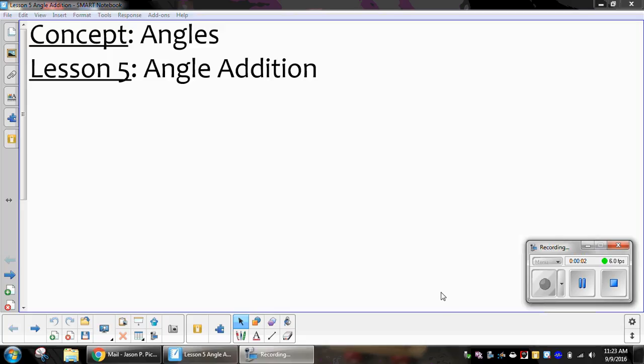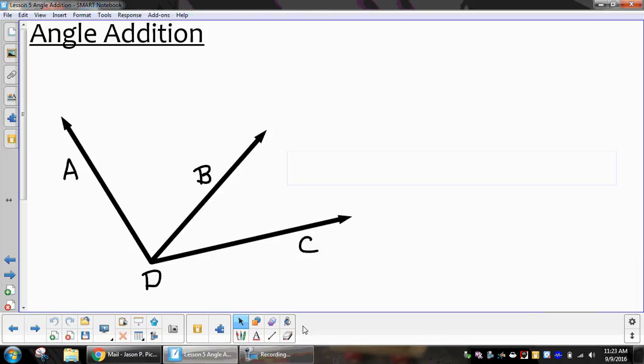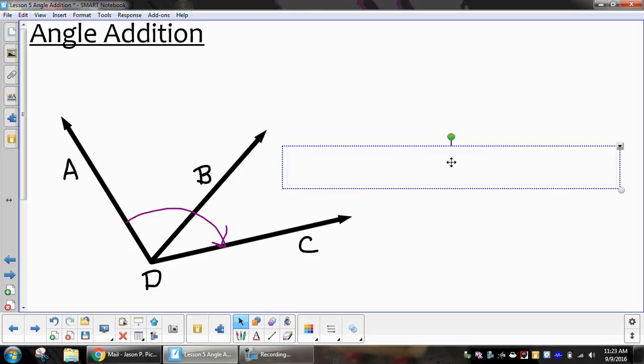Today we're going to talk a little bit more about angles, and this time we're going to talk about angle addition. This is very similar to segment addition, so hopefully you'll catch on real quick. If I have an angle and it's cut by a ray, or a segment or a line, so in this picture I have a big angle, angle ADC, and it's being broken up by this ray DB. It's not necessarily an angle bisector, we don't really know that, but what we do know is that the two smaller angles will add up to the bigger angle.